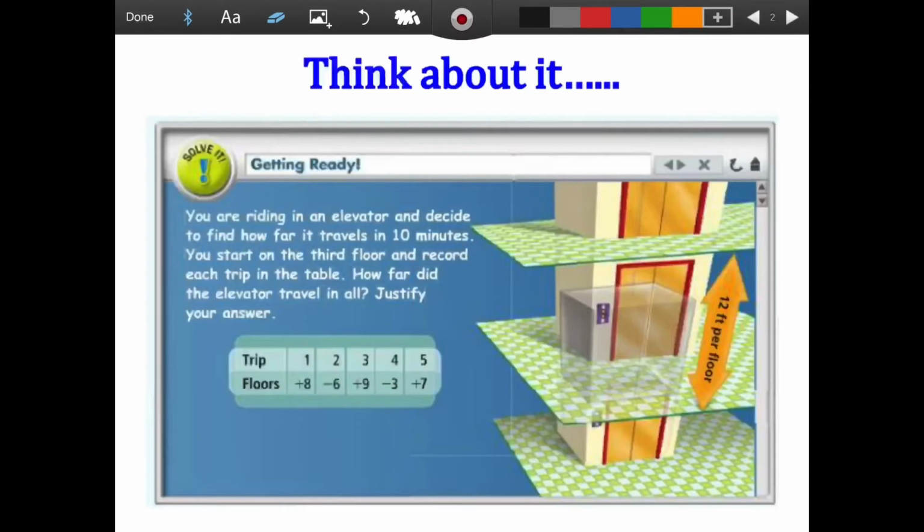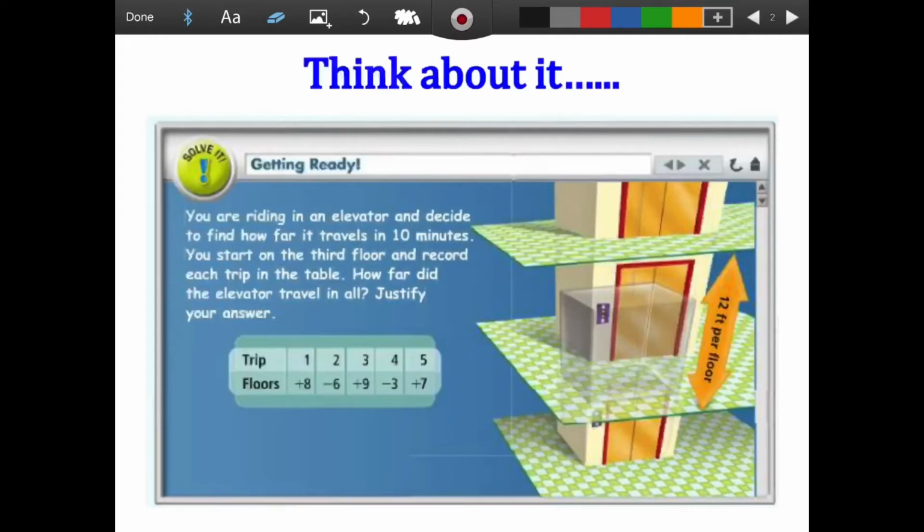So looking at this, you are riding in an elevator and decide to find how far it travels in 10 minutes. You start on the 3rd floor and record each trip in the table. How far did the elevator travel in all? Justify your answer.